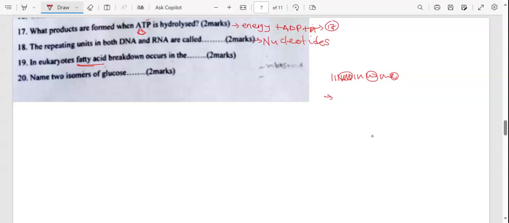Where do they occur? What you need to know is that these fatty acids give a large amount of energy. So for them to be broken down in a cell, we have something like the mitochondria. The mitochondria is the powerhouse, so that's where energy is produced. So the breaking down should take place in the powerhouse, which is the mitochondria. All right, so we are saying in the mitochondria.